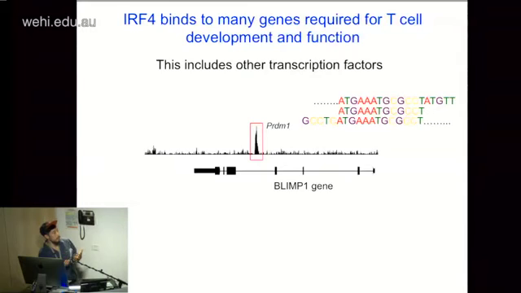And typically when we get the data back, we get something that looks like this. This is the BLIMP1 gene. And if you can see here, this cone-looking thing is actually fragments of DNA on top of each other. When they stack up on top of each other, they create this peak. So we know for sure that IRF4 will bind to that sequence of DNA, and also that it's important for producing BLIMP1 protein.